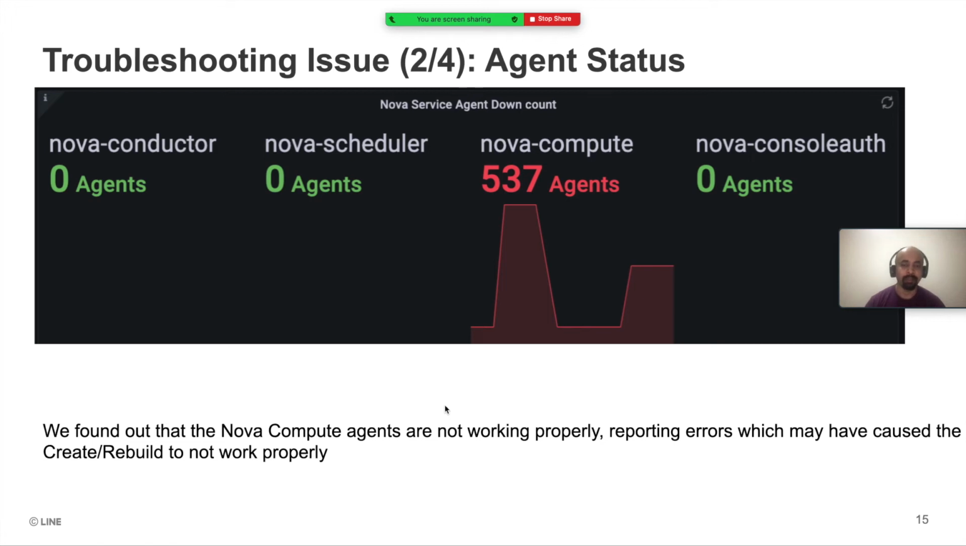So they are all working properly, but we can see that on the Nova compute side, 537 agents have been down at a particular amount of time. And so, again, this gives us helpful information that these agents were down. So we can just go back and see at that time whether there was any upgrade going on or any other job which caused these many agents to go down.